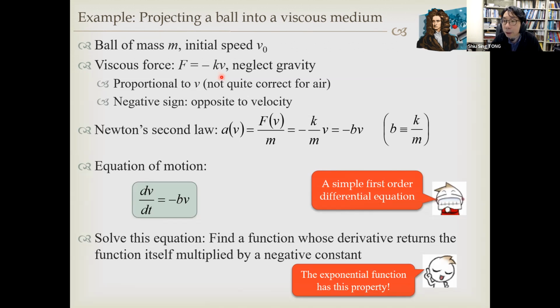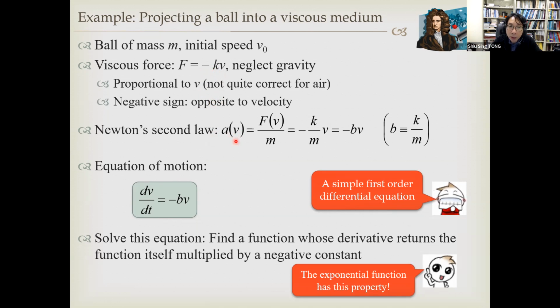Or the shape of the object. We put all those complicated factors in the K, the constant. The minus sign is there, meaning that the force is now opposite to the velocity. So if I'm moving in this direction, the force will be resisting my motion, so it goes in the opposite direction, resisting my motion.